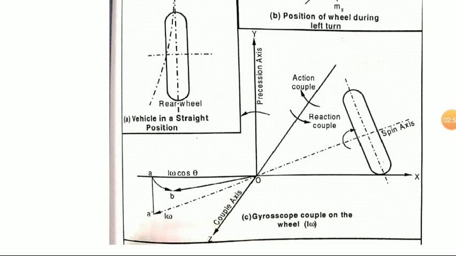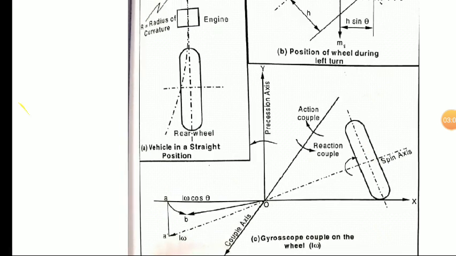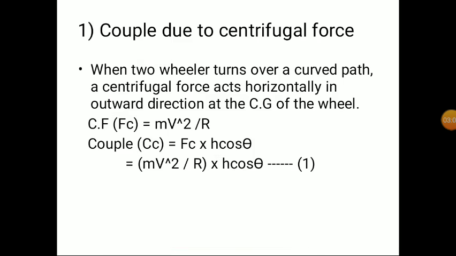So what will be the reaction couple direction? When the action couple acts in the clockwise direction, the reaction couple will be in the anti-clockwise direction. That is shown here as anti-clockwise. All these we are looking at from the front side. So this is about the different basics. Next we are discussing the different couples.